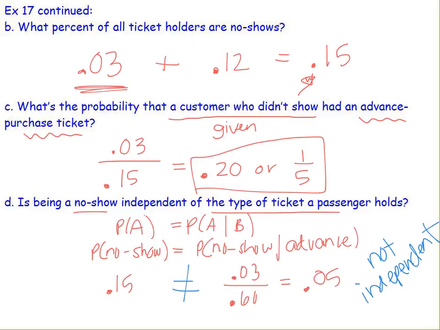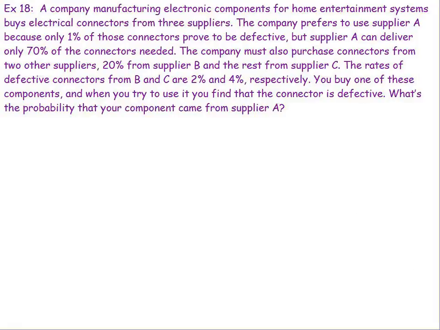All right, we have two examples. These are not more challenging, they just have more to them. So a company manufacturing electronic components for home entertainment systems buys electrical connectors from 3 suppliers. The company prefers to use supplier A because only 1% of those connectors prove to be defective.